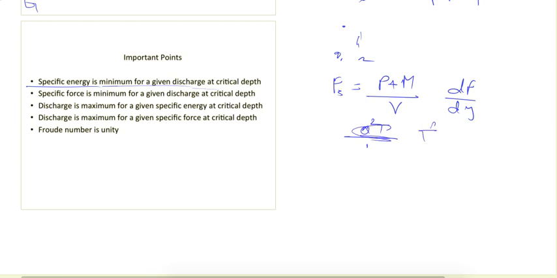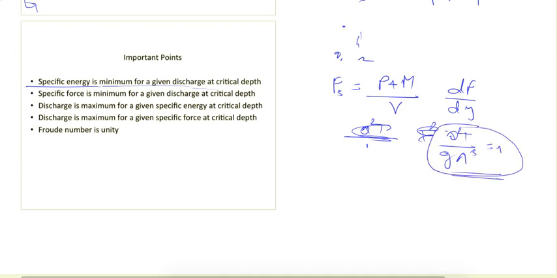And there are some more important points in this case. This we saw earlier also, specific energy is minimum for a given discharge at critical depth. Also, specific force as we defined is P plus M by gamma, and if we find dF by dy, this result is also important. From here also we can find that q square T upon g A cube is equal to 1. From here also we find the same result.